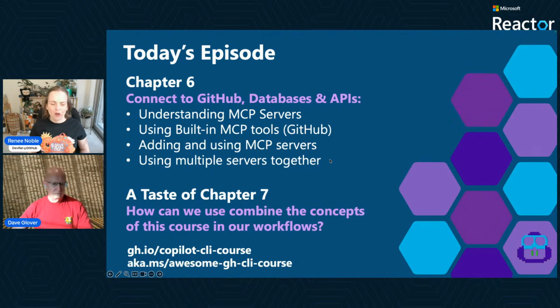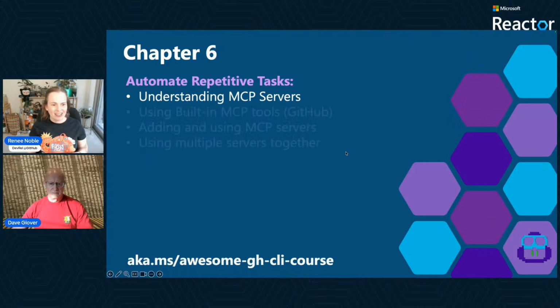If we have some time at the end, we'll have a little bit of a taste of Chapter 7, where we combine agents and skills and MCP servers and all of the tools within the CLI itself to be able to do some of those bigger workflows that build up a bigger context that allow you to do real-world cool stuff. So without further ado, let's jump into Chapter 6 and learn about MCP servers.